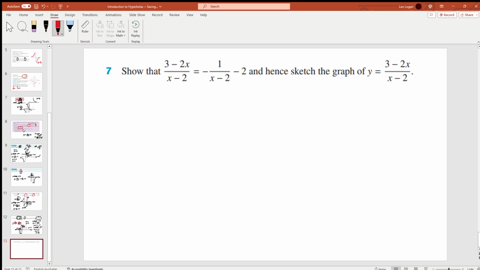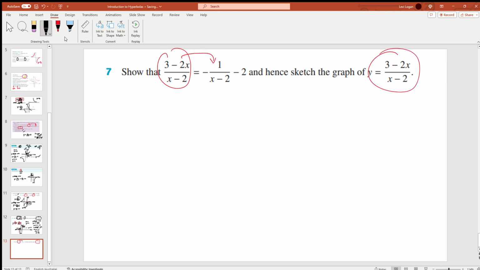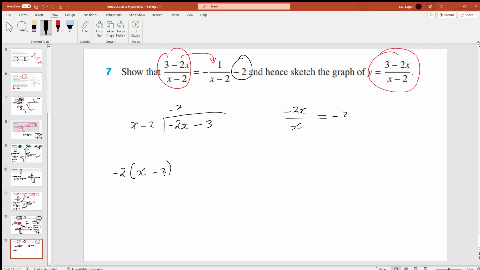So you've got to show that this is equivalent to this, and then hence sketch the graph of this. So, long division on this. I'm going to rewrite it as -2x plus 3, with the x leading first, divided by x minus 2. So -2x divided by x is going to be -2, so place that up there. -2 times all this is going to be -2x plus 4.